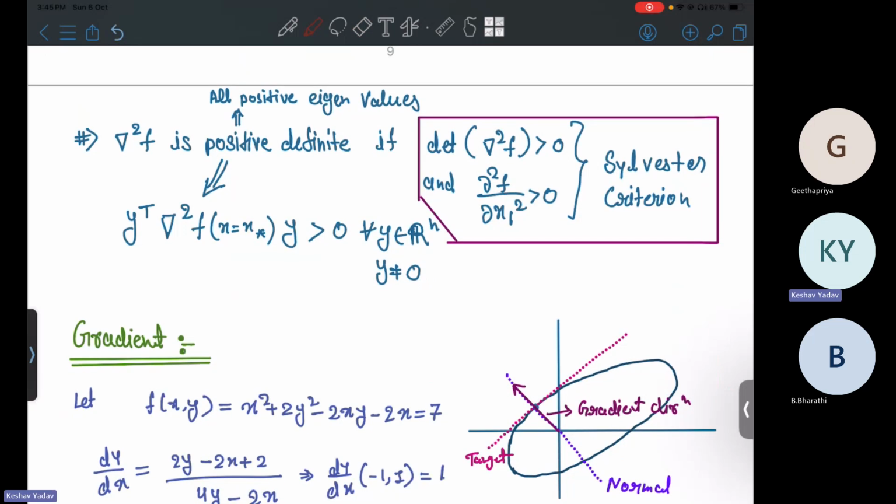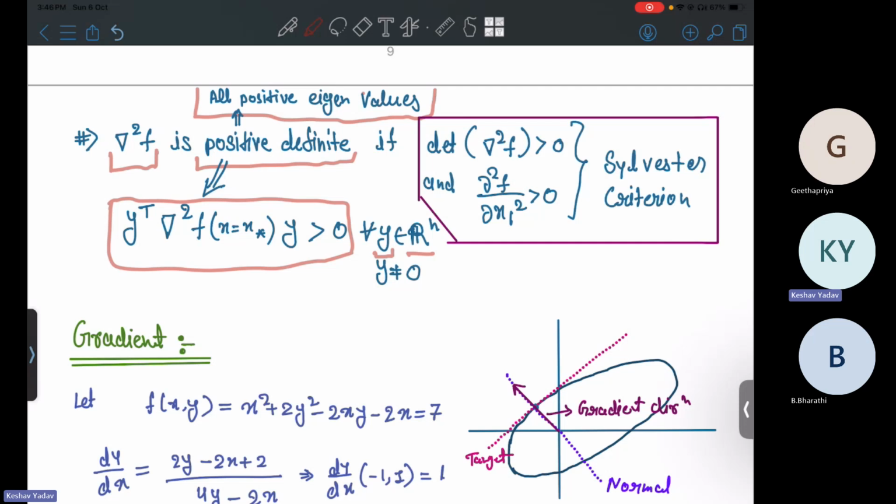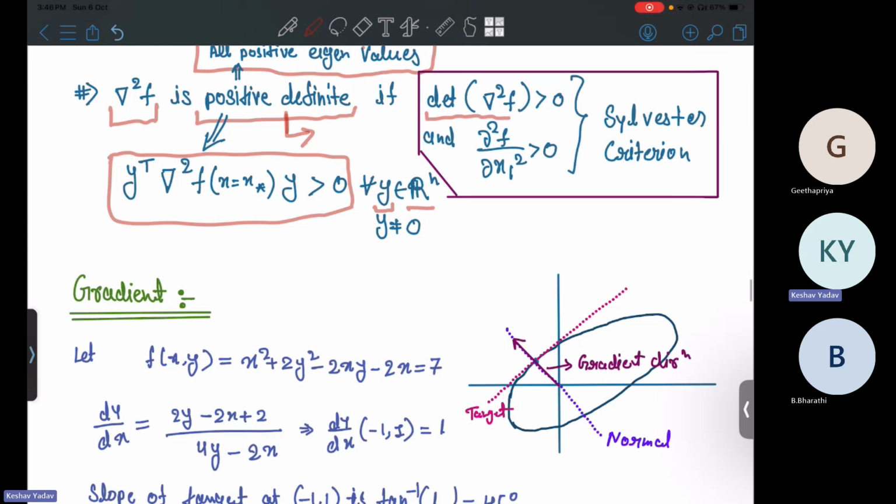Now, what do we mean by this Hessian being positive definite? It means all the eigenvalues should be positive, and if I take any y in Rn, then y transpose Hessian y should be greater than 0. This can be checked by finding the determinant, which should be greater than 0, and the first element of the matrix should be greater than 0. This is the Sylvester criteria.